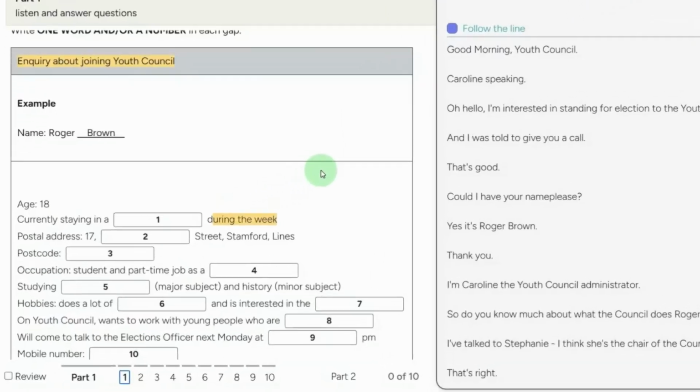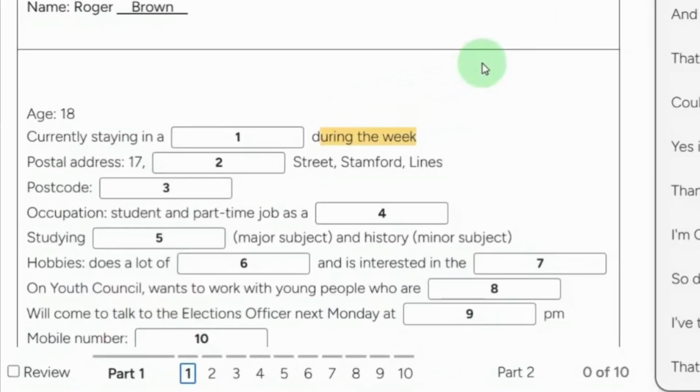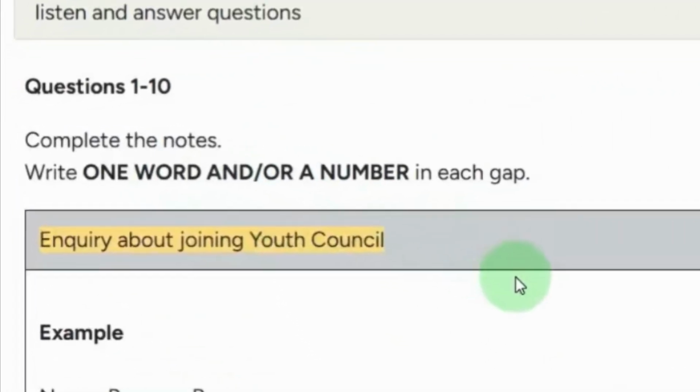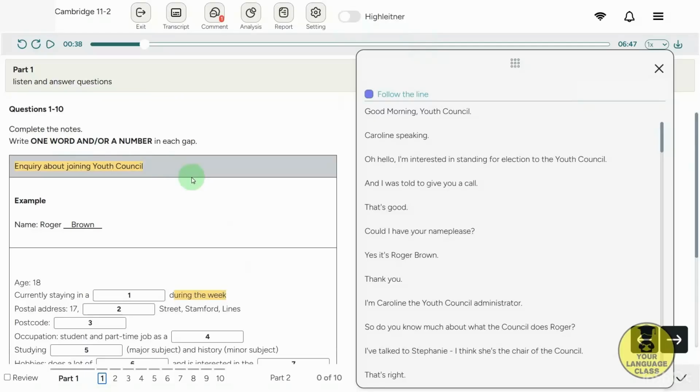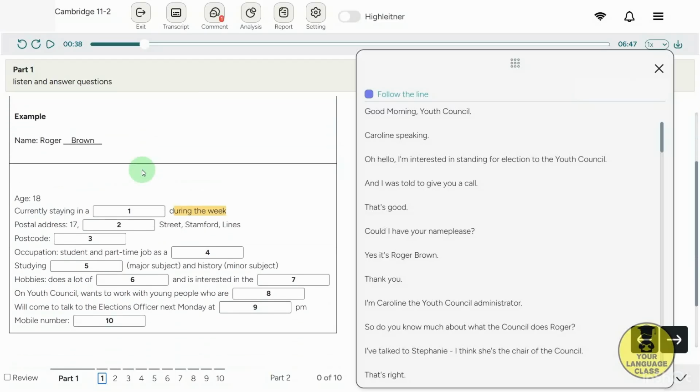Now let's take a real IELTS listening test. As you can see, there are 10 fill-in-the-blank questions and there is a word limit. Please pay close attention to the instruction at the beginning of the test. Here it says one word and or a number in each gap. And the next thing you should always pay attention to is the title. Here the title says Inquiry about Joining Youth Council.